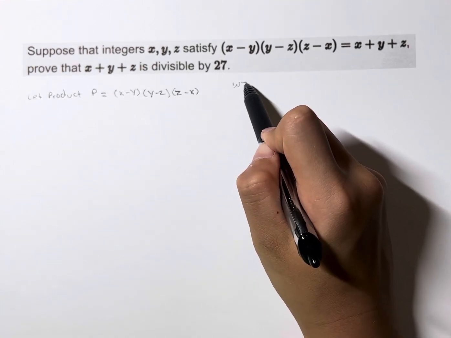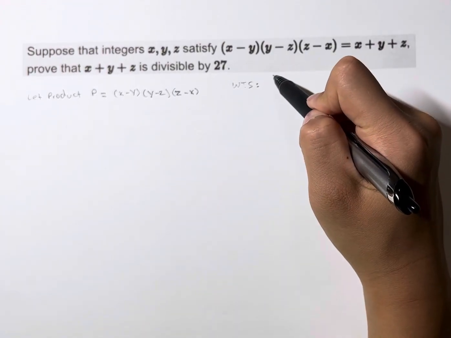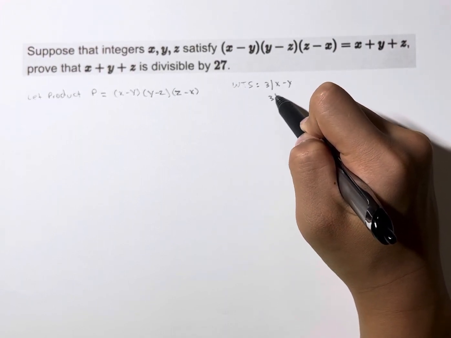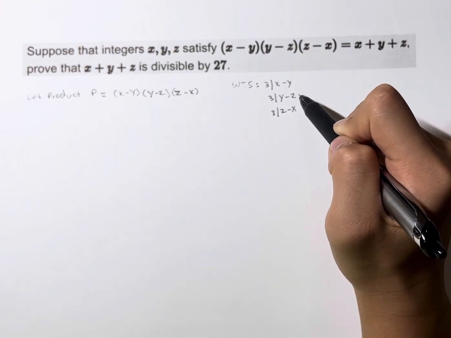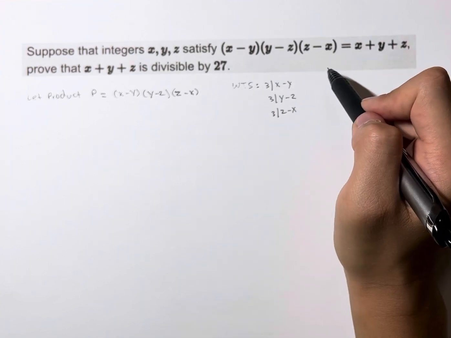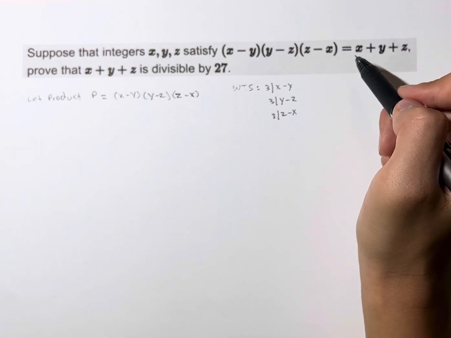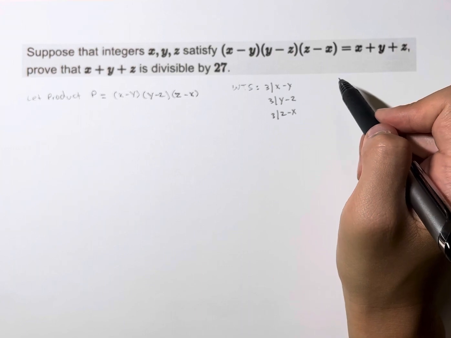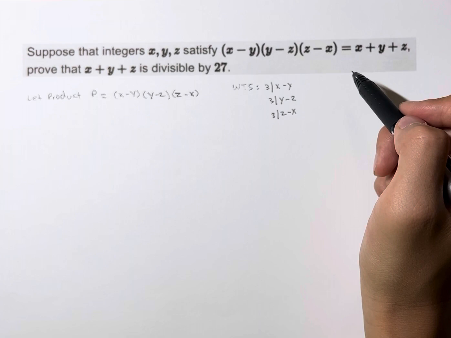So we will now want to prove that 3 is a factor of x minus y, 3 is a factor of y minus z, 3 is a factor of z minus x. So these three factors each contain a factor of 3. Then that means that x plus y plus z will have a factor of 27. To tackle x minus y, y minus z, and z minus x is going to be challenging, but we can tackle it using x, y, and z.